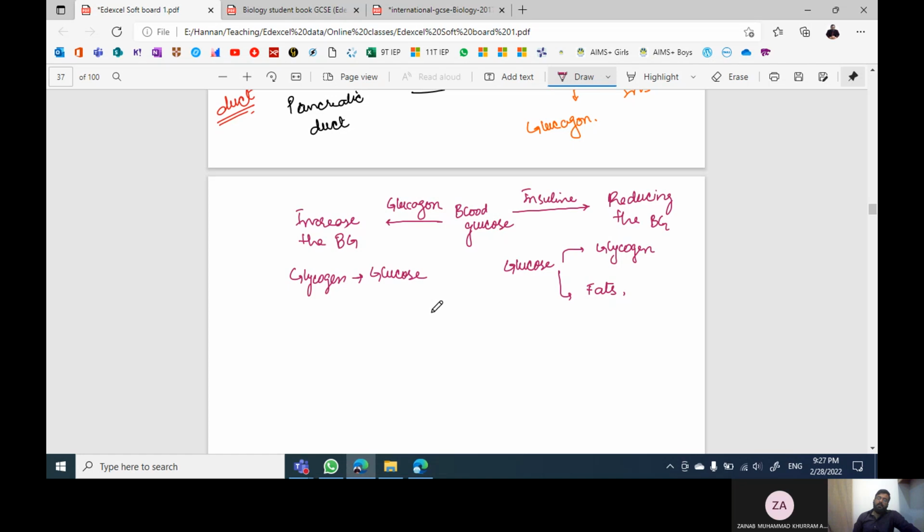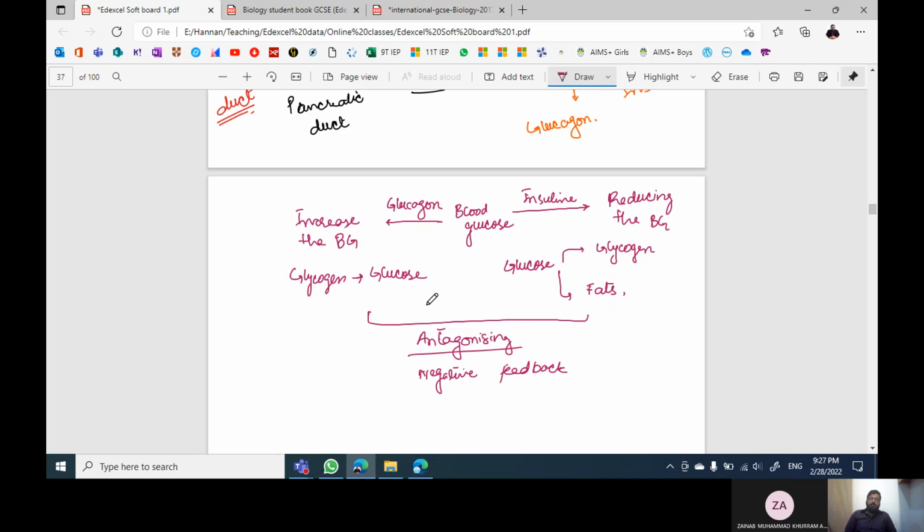So insulin is actually this type of hormone that reduces the blood glucose. Now you can say that both of these hormones are antagonizing each other. But what is the most important point? Both are following the negative feedback. These both are working, antagonizing each other according to negative feedback.